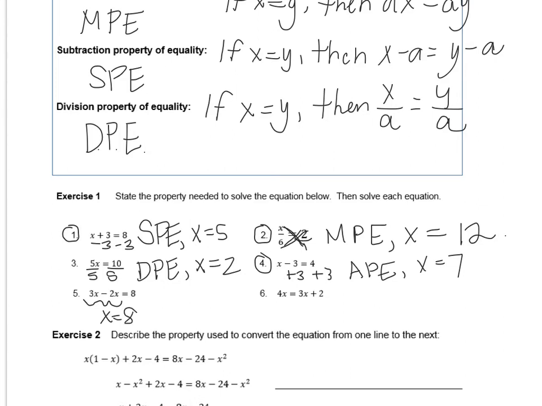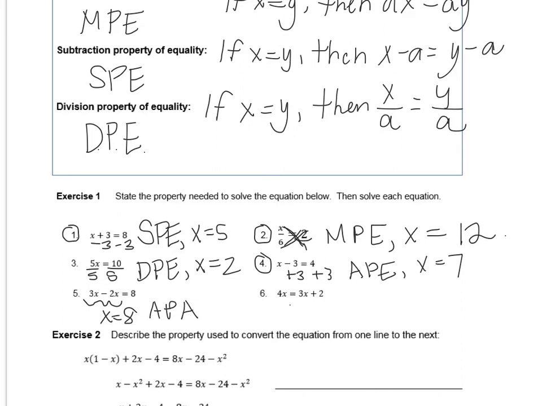So this is one of the other properties that we've already learned. We just use the associative property of addition because we regrouped. First 3 was times x, and we were subtracting 2 times x. We combined them. Now it's just 1 times x.